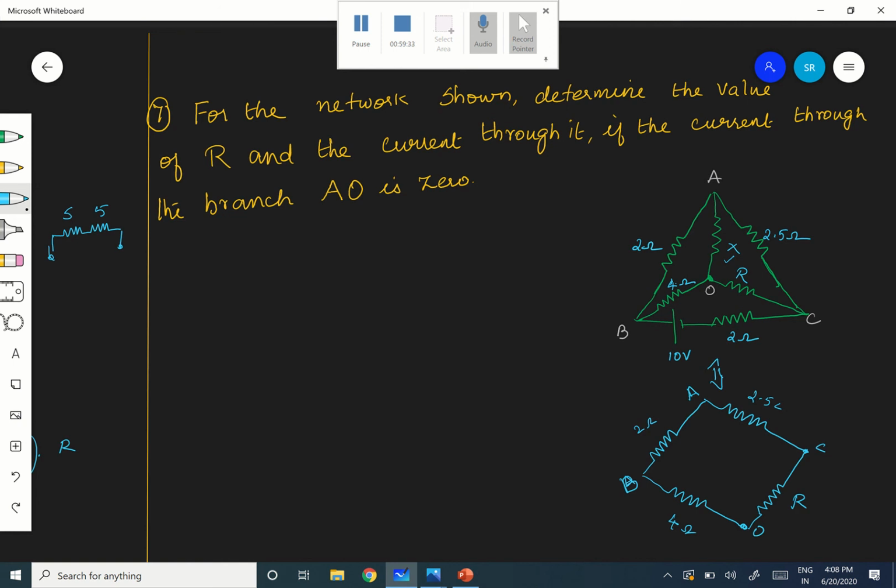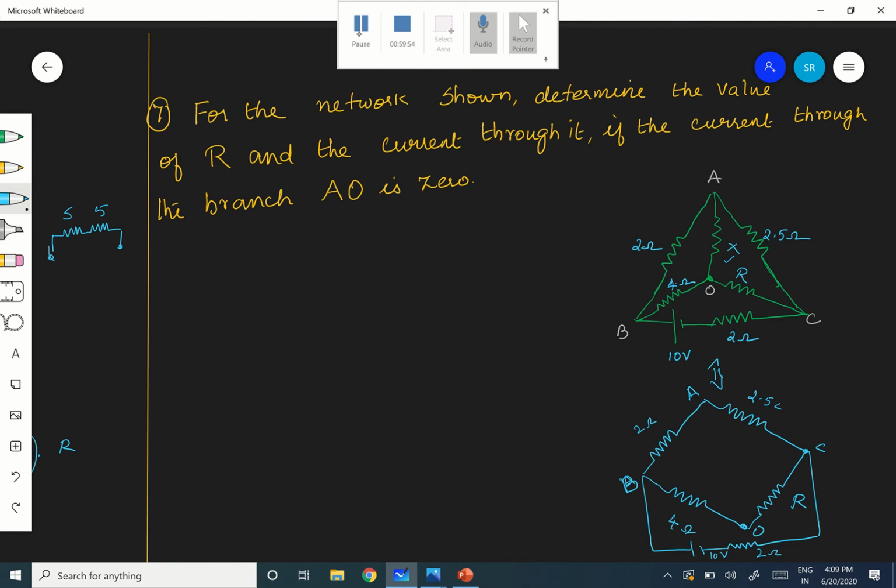Now after that, it is connected to a battery, and there is one more resistance also there. A resistance of 2 ohm. What is this? This is 10 volt. Right. Therefore, now you can very easily find out.